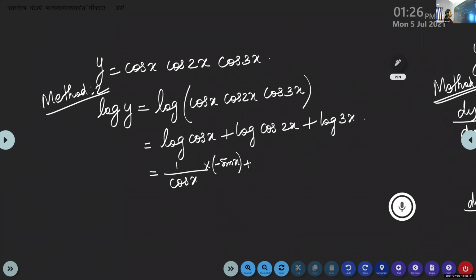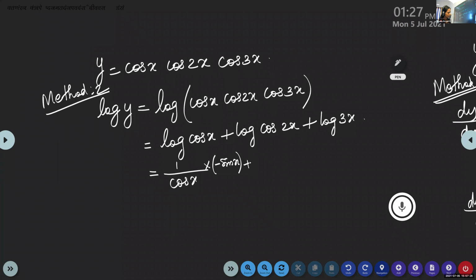Yes, ma'am. Plus, again differentiate log cos 2x. What is the derivative of log cos 2x? Shivani, log of cos 2x. What is the derivative of log of cos 2x? What is the derivative of log x? What is the derivative of log x, Shivani?